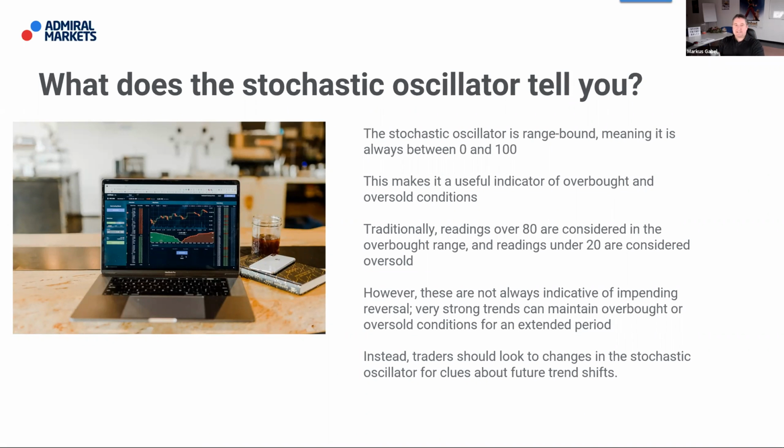So, last sentence on this slide: instead, traders should look to changes in the stochastic oscillator for clues about future trend shifts. So where should our focus be? On the oscillator, or on the price and following the trend? What do you think? Type in the chat box.